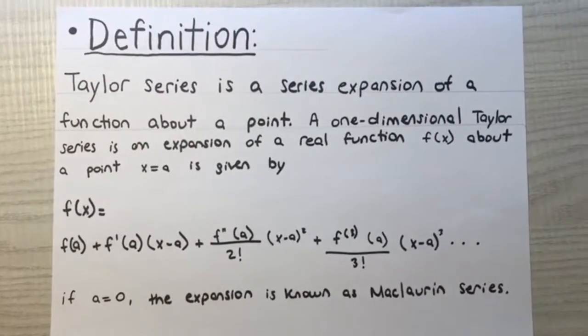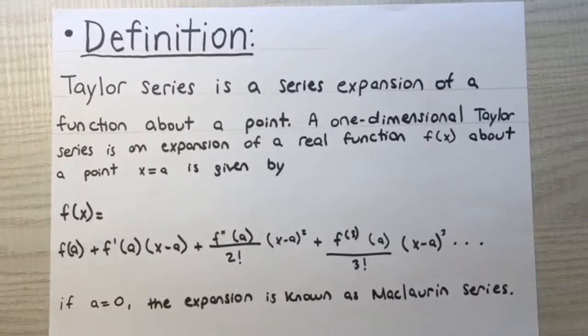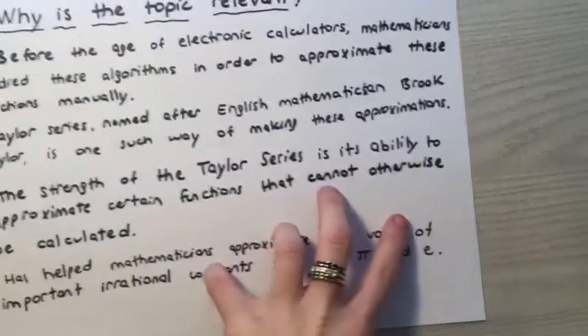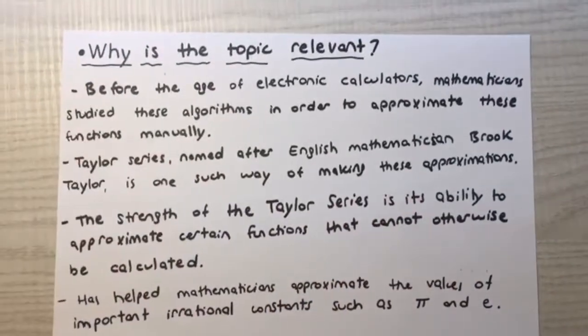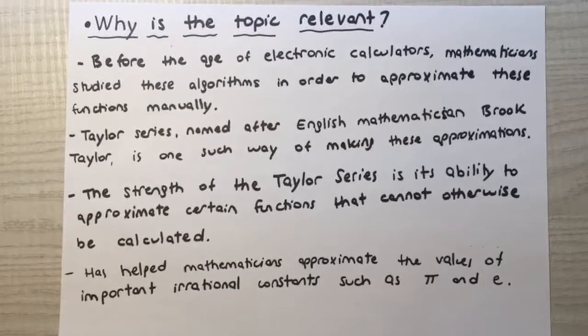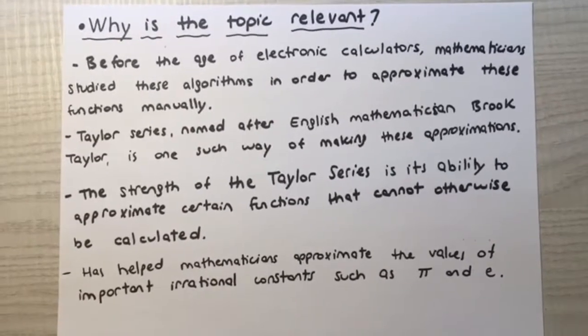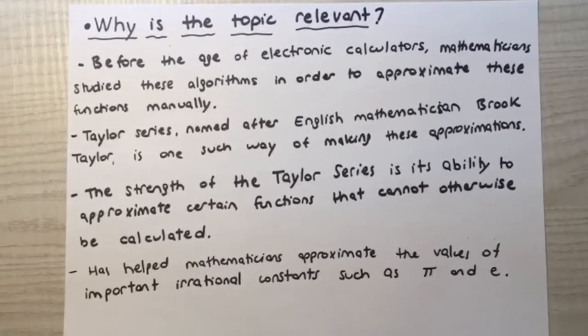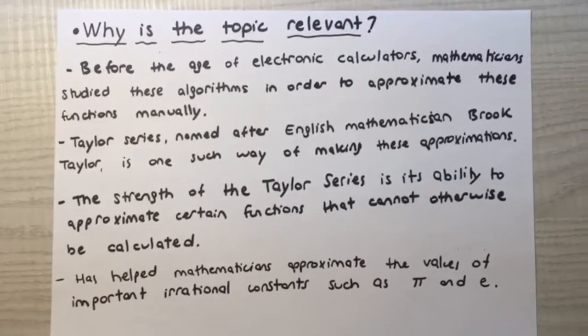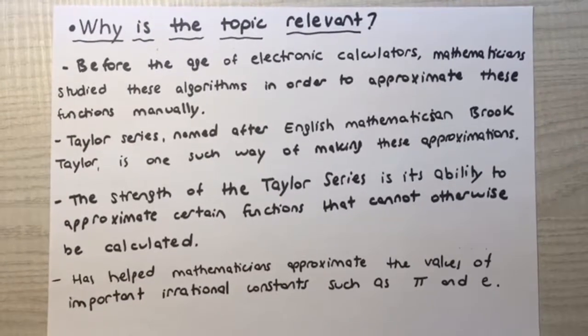Now, if a equals 0, in this case, the expansion is known as the Maclaurin series. Now, you would ask yourself, why is this topic relevant? Before the age of electronic calculators, mathematicians studied these algorithms in order to approximate these functions manually. The Taylor series, named after English mathematician Brook Taylor, is one such way of making these approximations.